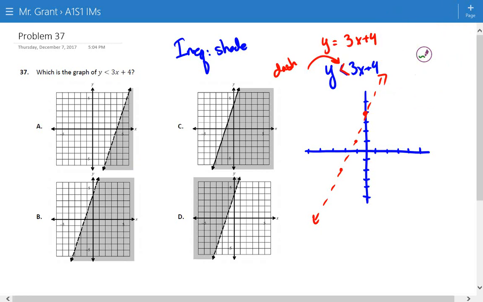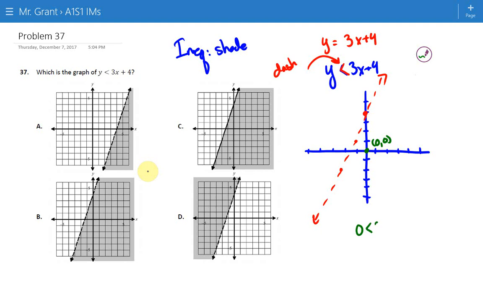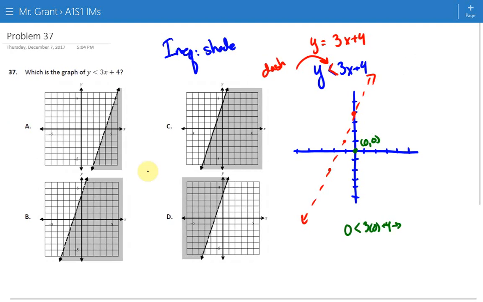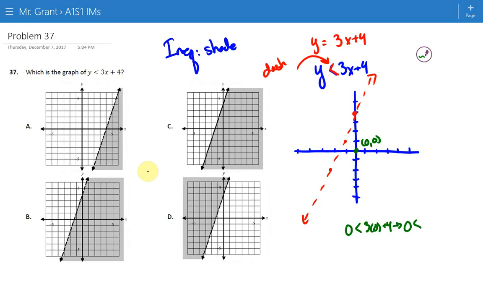So let's take a peek. We want to figure out if a point works or not. So let's say we try the point 0, 0. If I plug 0, 0 into my equation, I'll do this down here, that's a y of 0 and an x of 0. Doing a little math, the left side is 0, the right side is 0 plus 4, which is 4, and this says 0 is less than 4. That's true. That is good.